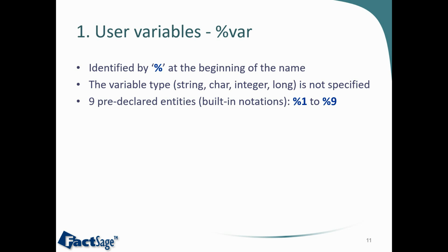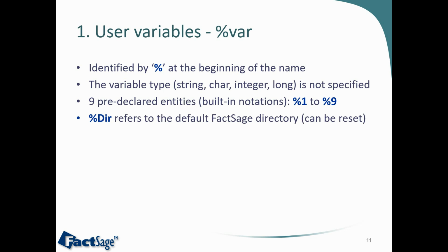There are 9 pre-declared user variables denoted person1 to person9, which are already created. Any values can be readily allocated to these variables without the need for a declaration. In addition, the user variable person tier is reserved to reset the default FactSage directory. The path defined in this user variable will tell the macroprocessor where to look and store files when the path to a file is not specified.